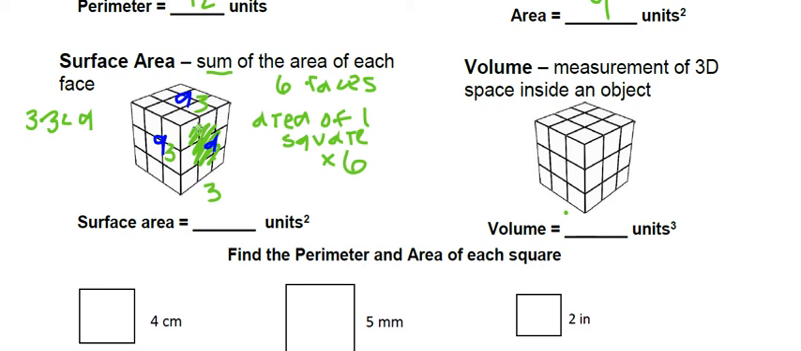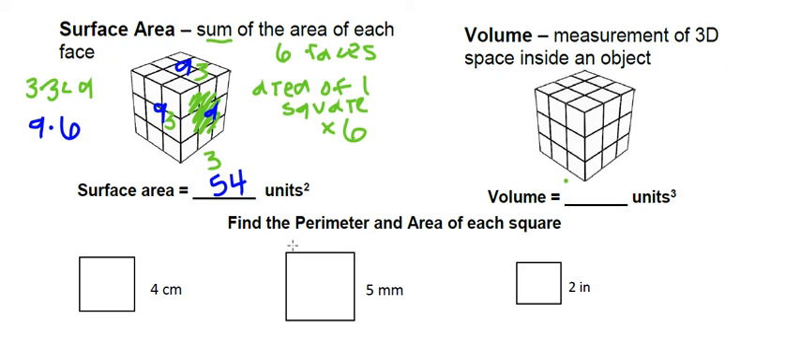So I know that each one of the 6 has an area of 9 because the side length is 3. Therefore 9 times the 6 different sides is going to give you 54 units squared. And again, remember that's because there are 6 different squares that all have the same area of 9. So basically what we did there was find the area of one square, which was the side squared, and then multiply it by 6.